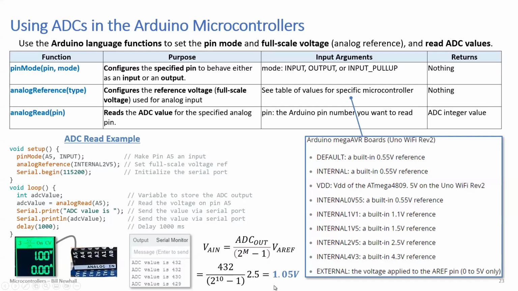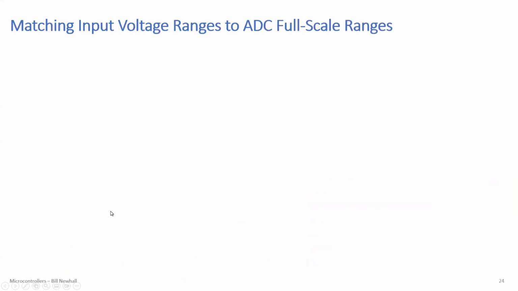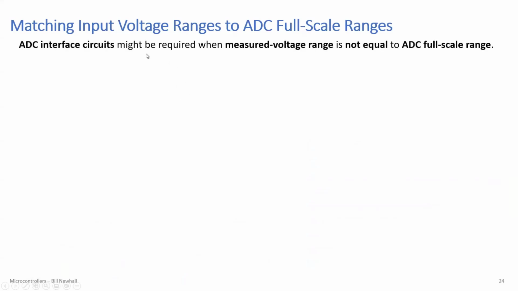So that's how you use the analog to digital converters in the Arduino. Other microcontrollers are similar. There's different registers to set, different interface code to use. Okay, but what happens if you have two different ranges? You have a full scale range of the ADC, and then you have input voltages that don't match that ADC range. What do? You can use interface circuits.